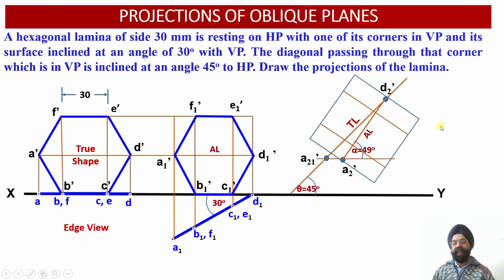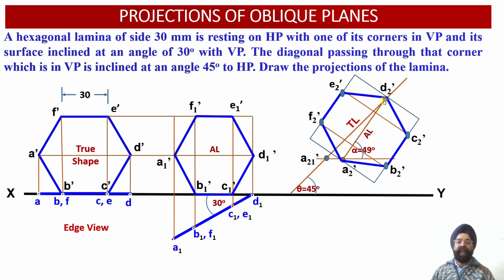So here we can see another 4 points we have been able to mark over here. So now we can transfer this hexagonal apparent shape into the front view projections over here. So now we have been able to obtain the apparent shape projections of this oblique lamina.